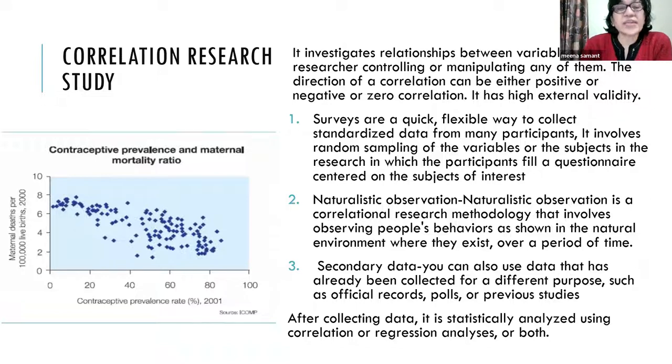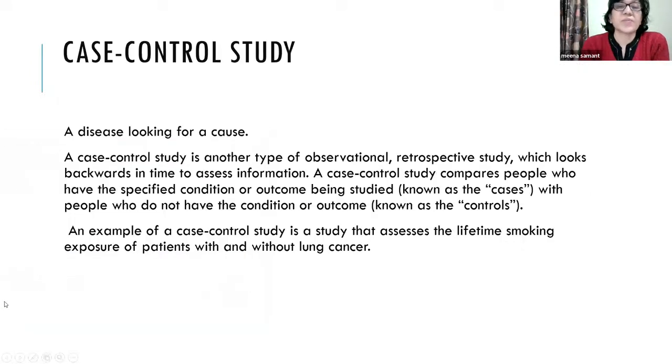Then it could also be a secondary data or an archival data where you can use the data that has already been collected for a different purpose, such as office records, polls, or previous studies. And then we can collect data and see, after it is statistically analyzed using correlation or the regression analysis, or maybe both. So in this example, we have the maternal deaths and the contraceptive prevalence. As the prevalence increases, the maternal death rate has decreased. So it's just a correlation that it is showing.